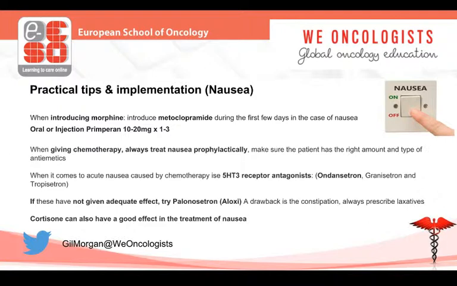When given chemotherapy, always treat the nausea prophylactically and make sure that the patient has a right amount and type of antiemetics. When it comes to acute nausea caused by chemotherapy, use 5-HT3 receptor agonists such as ondansetron, granisetron, and tropisetron. If these do not give the adequate effect, try palonosetron such as Aloxi. The only problem with Aloxi is that it can give an extreme constipation, so make sure that you always prescribe laxatives. Cortisone can also have a good effect in the treatment of nausea.